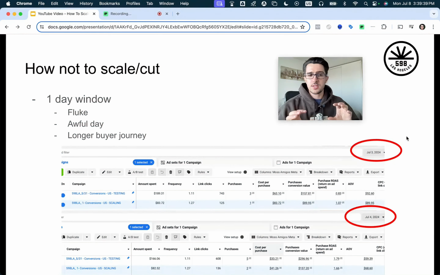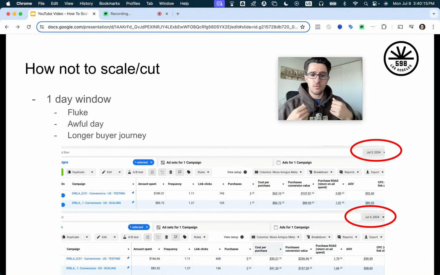So part of the other reason it's important is 1-day click could be, as we see here, a bad day. So here on July 3rd, this account had a 0.83 ROAS, which is way, way, way below the target return that we're trying to get for this account. But if we go to July 4th, we see that immediately the next day, it had almost a 1.8. So had I based myself off of 1-day information, I would have slashed that budget, and ultimately we likely would not have gotten this amount of conversion value on July 4th. So it's always important to keep that in mind.